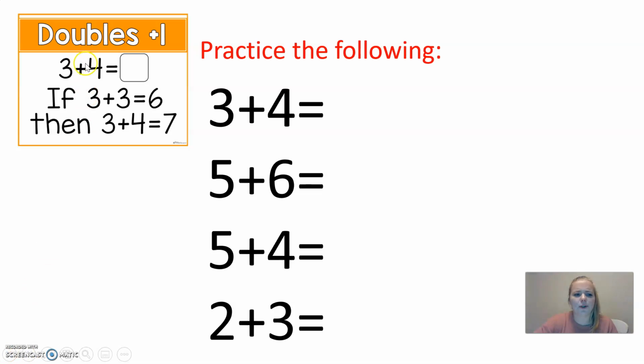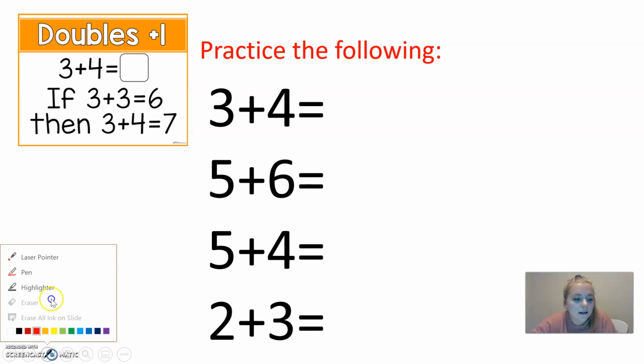Alright, so when I'm doing doubles plus 1, I know that's like doing a problem like 3 plus 4. In 3 plus 4, I see a 3, and I'm adding 4. But I know a doubles problem with a 3. So I know that 3 plus 3 equals 6. And if I know that, I know 4 is just one more than this 3. So if 3 plus 3 equals 6, then 3 plus 4 must equal 7, because I'm just adding 1 to get to the 4. So I just need to add 1 to get to my answer.